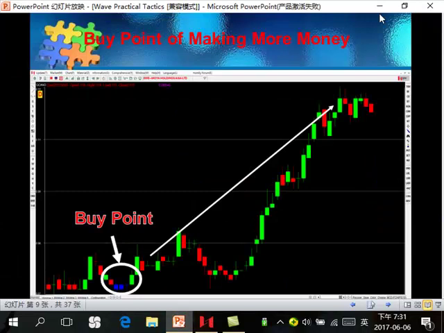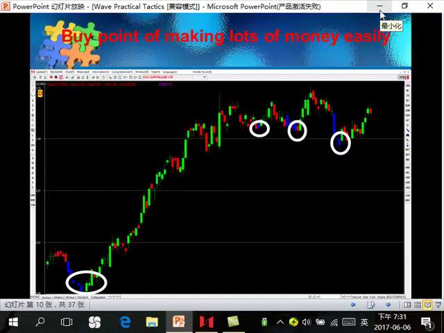Then we can see next one. Buy point of making lots of money easily, okay? If you follow this signal, every time you can catch low point to get in the uptrend. So here we buy, here buy, here buy, here buy, make money or not? But this one is only for short-term trading. If you do some short-term trading, you should know stop loss is necessary and is extremely important, okay? So let's see the next one.